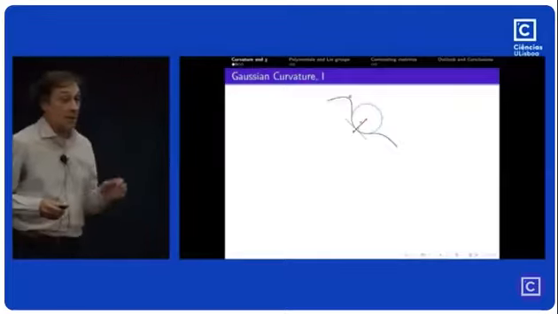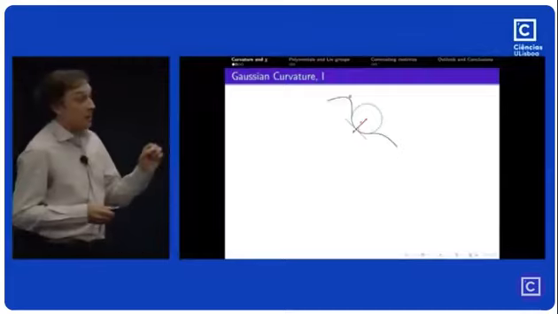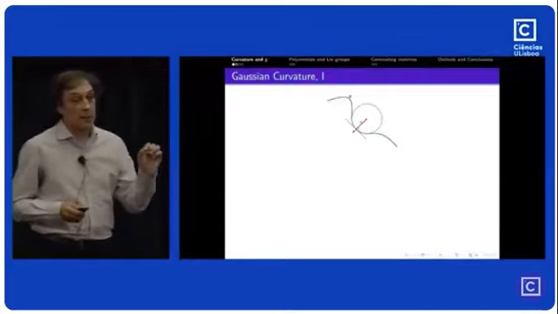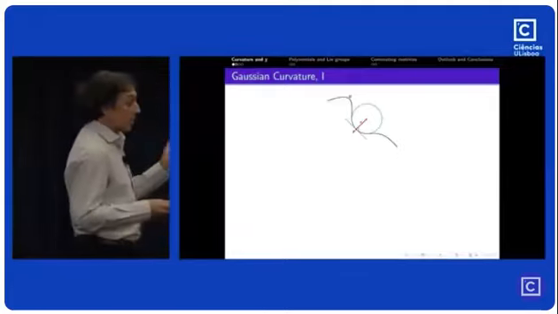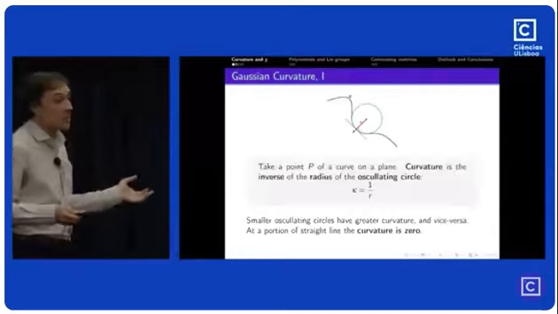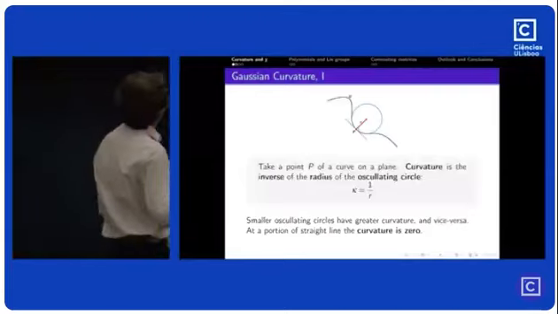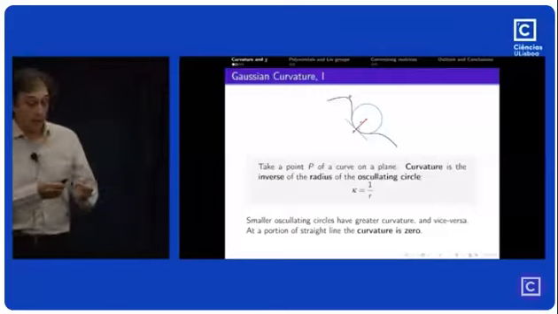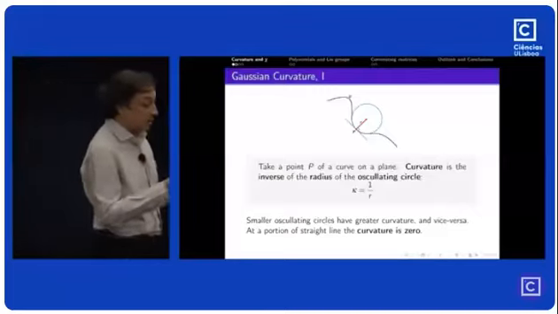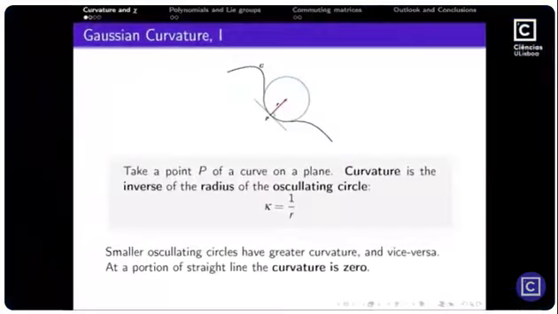So start with a plane curve, a curve in the plane. Take a point. At every point of the curve, there will be a unique circle which best approximates the curve at that point. That's the oscillating circle. What is the curvature? The curvature is just the inverse of the radius of the oscillating circle. And this coincides with our intuition that if the oscillating circle is very small, then the curvature is very big, and vice versa. And for a portion of a straight line, the curvature is 0.